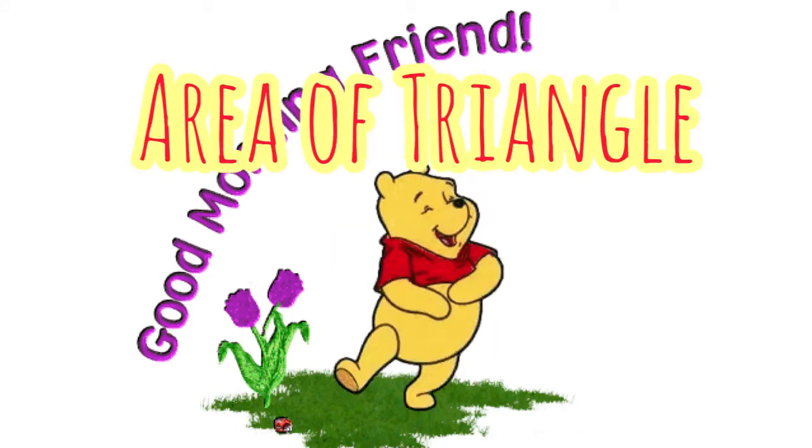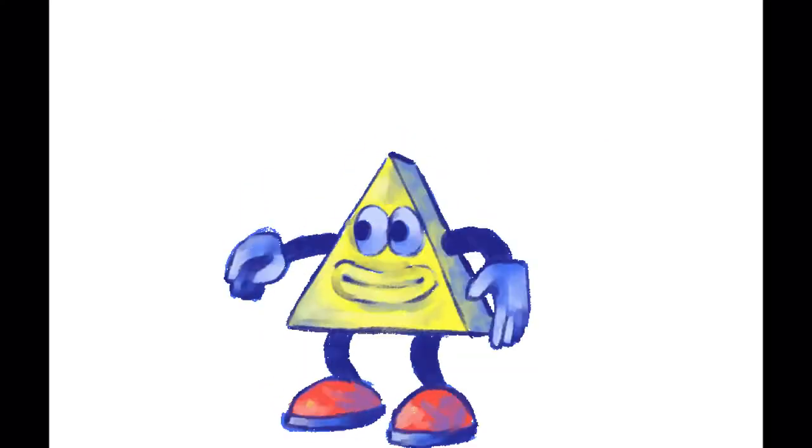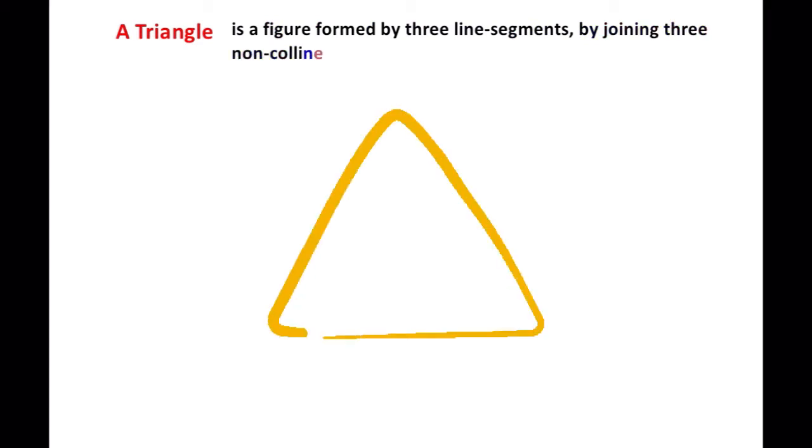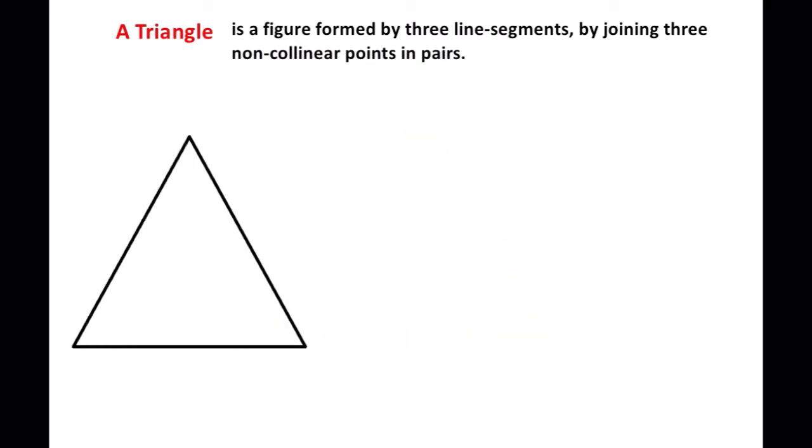In today's video we will learn about the area of a triangle. A triangle is a figure formed by three line segments by joining three non-collinear points in pairs. Now I have a triangle PQR with base QR and height PT.